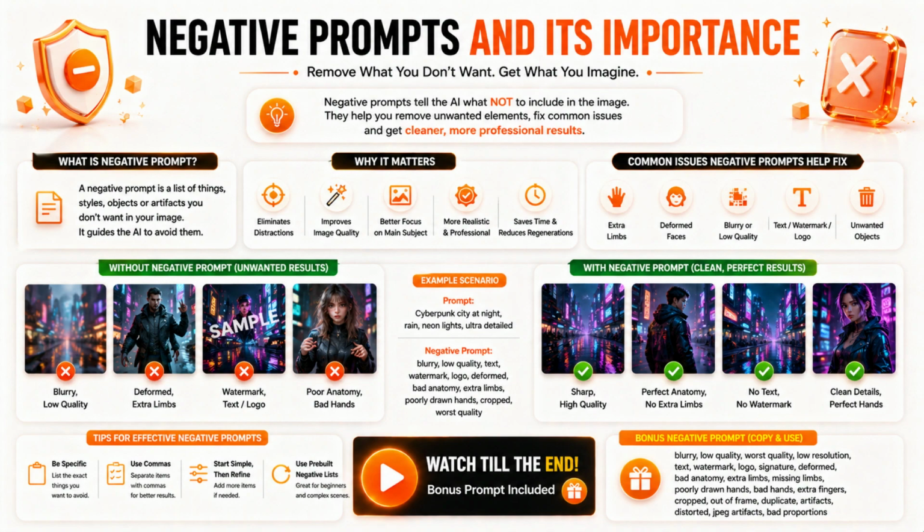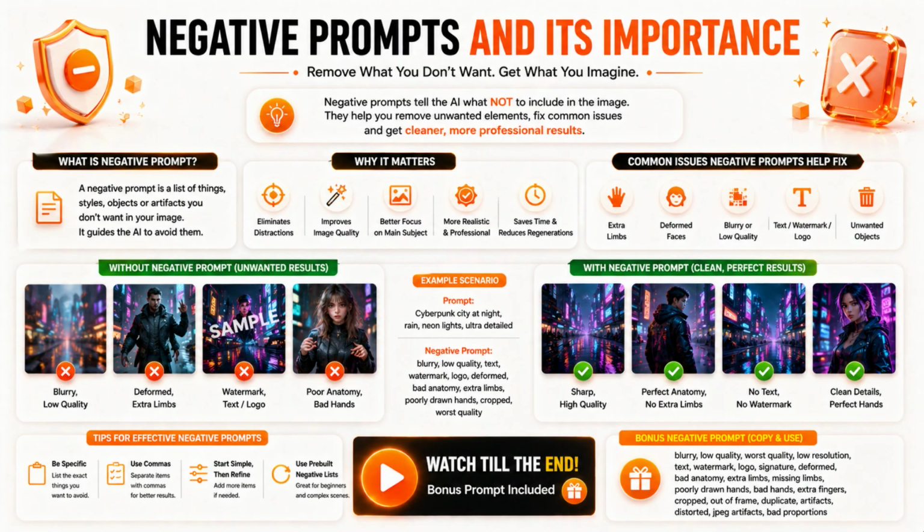AI doesn't always get everything perfect. Sometimes it adds extra elements, distortion, and unwanted details. Negative prompts help remove those issues. You've probably seen problems like extra fingers or limbs, distorted faces, blurry outputs, random text, or watermarks. These are very common in AI generated images.